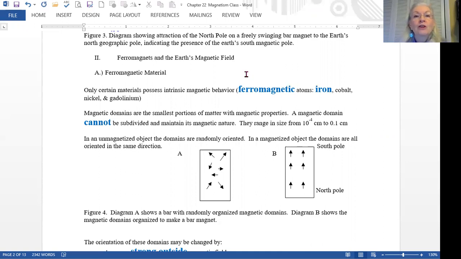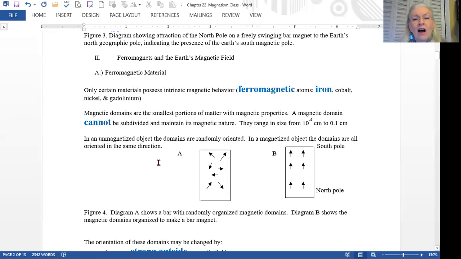With charge, if you got charge down as small as you could get it, you'd have a proton or an electron. With magnetism, when you get it down as small as you can make it, what you have are magnetic domains. These are the smallest portions of matter with magnetic properties. So if you subdivide it, you lose the magnetic properties. So a magnetic domain is as small as you can get and maintain the magnetic nature of the material. And as you can see, they go from 10 to the minus fourth centimeters up to a tenth of a centimeter, and that's just a millimeter. So a pencil line is about as small as you can get.